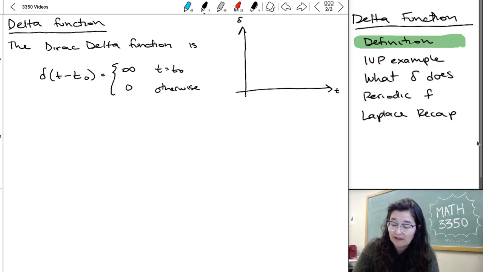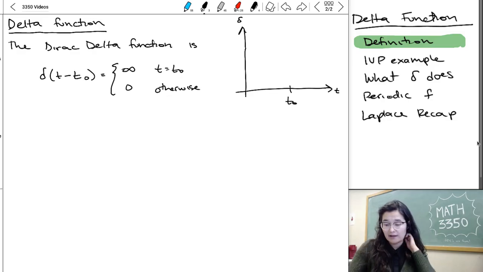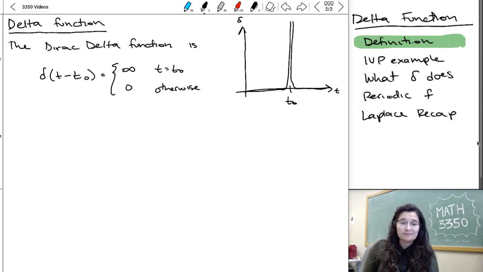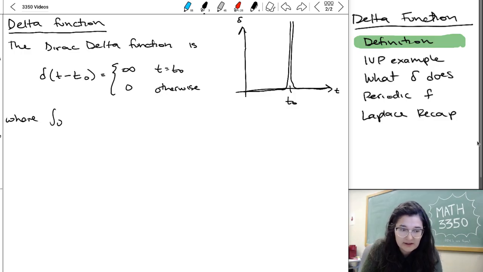And so if we wanted to sketch this at t0, it's going to be an infinite value, and then it's 0 everywhere else. And so as it approaches t0, it steeply has to jump up to hit that infinite value. And then the other thing that is useful to know about the delta function is that the integral of the delta function evaluated for all time is 1.